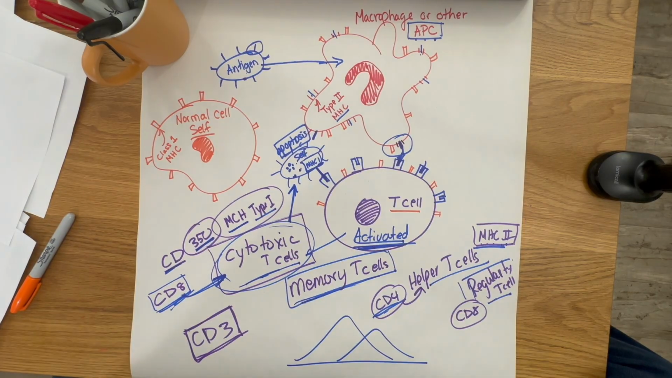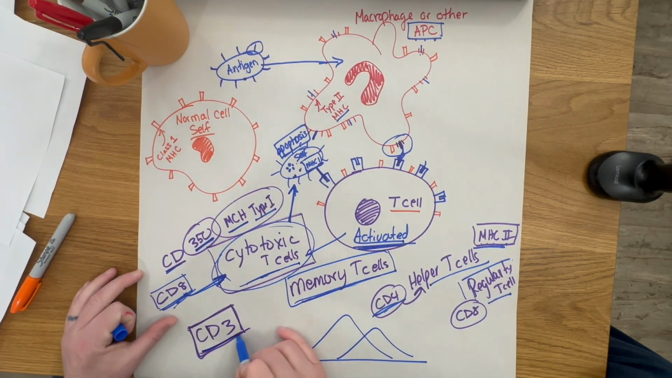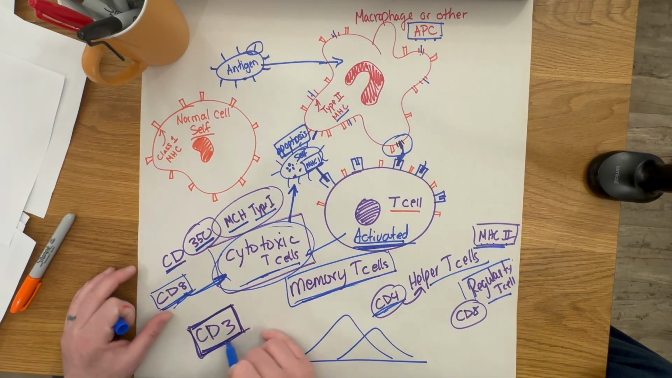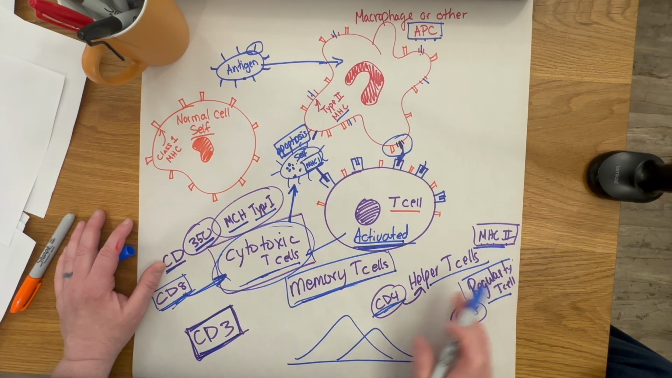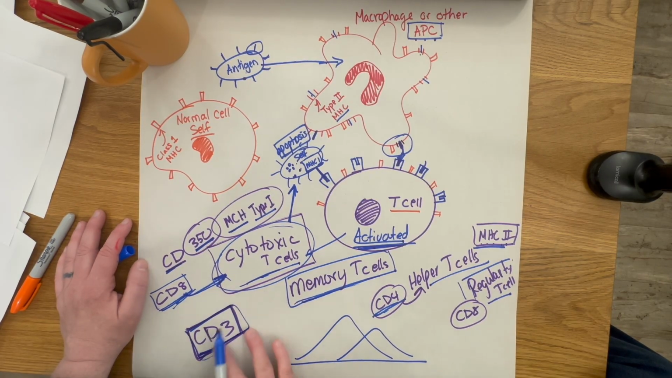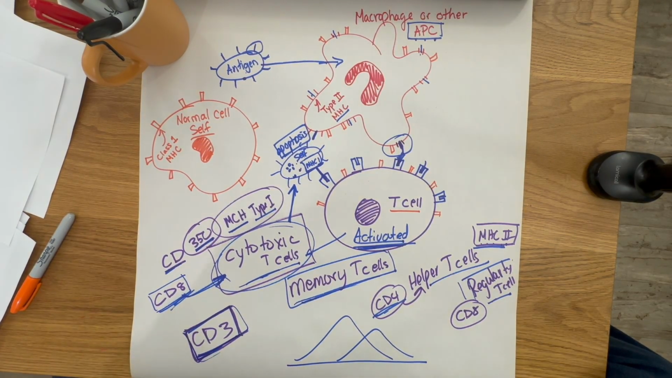The last thing I wanted to mention is that we have these CD3 cluster of differentiation markers that are present on all T cells. So cytotoxic, memory, helper, and regulatory T cells all have the CD3 markers. Okay.